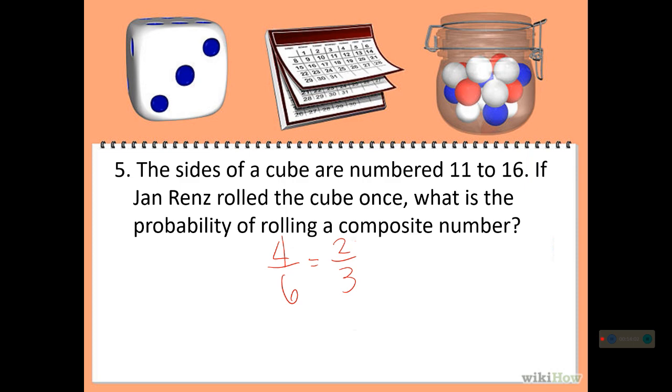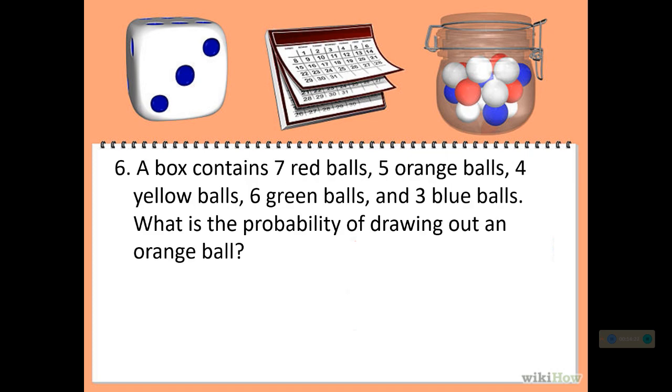Okay, do you follow? So again, we have here 4 over 6 because we have 11, 12, 13, 14, 15, and 16. So those are 6 faces. And then we have the composite numbers. So the composite numbers are 12, 14, 15, and 16. So 4 out of 6. So reduce to the lowest term again, that is 2/3.